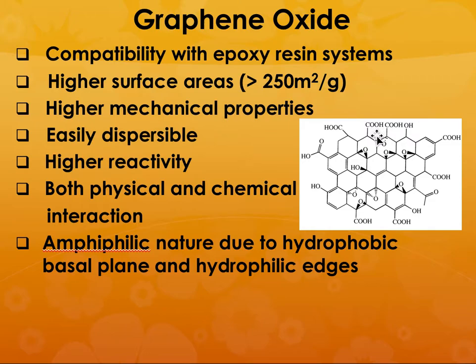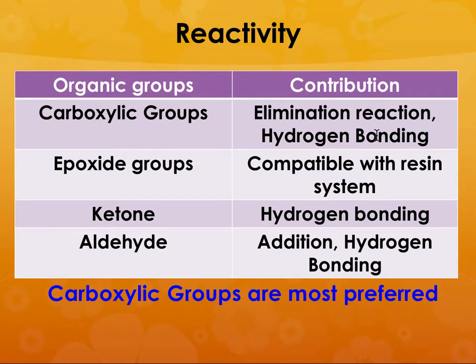Of course, you don't want to add water, because you do not want to add any kind of moisture to your composite material. The reason for us to use the graphene oxide is because it has got several organic groups that are compatible with the epoxy resin systems.